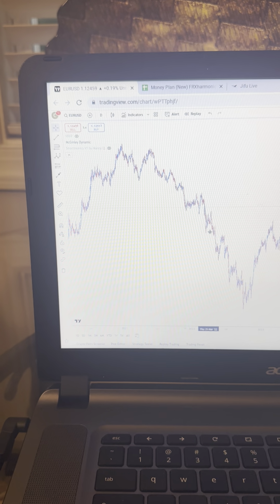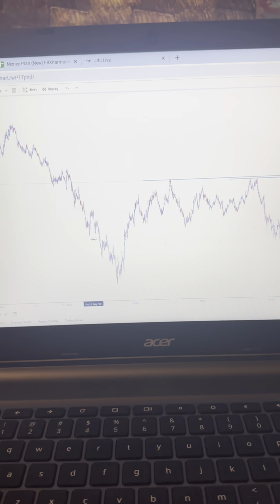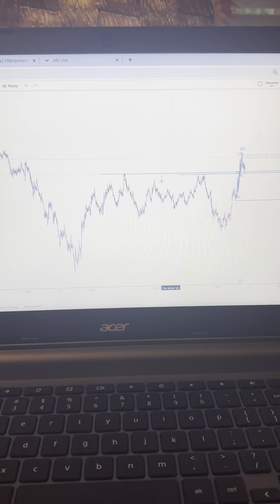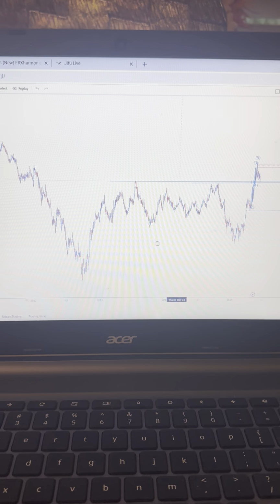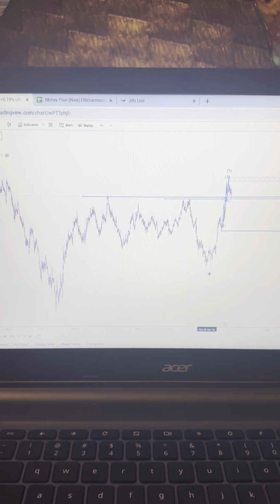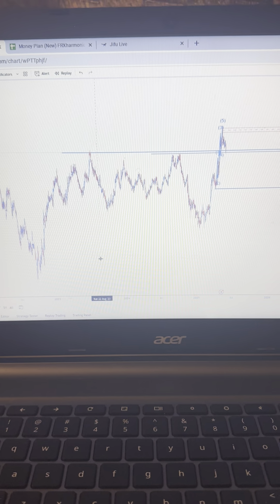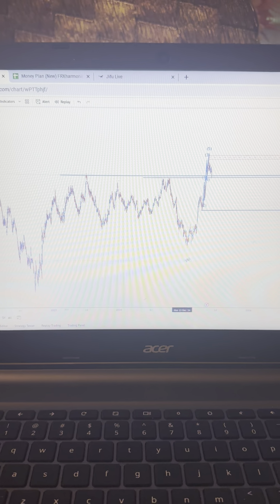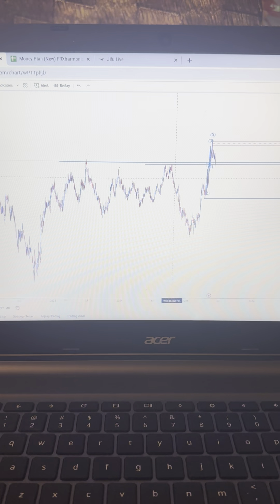This is the Euro USD on a daily time frame. I wanted to give y'all some understanding of what I'm looking for. I did do a video on Euro USD already, but I wanted to give y'all some understanding for the top of the week so y'all can be in position and be prepared, and so y'all can have an understanding of what it is exactly that I'm looking at and why I'm looking at it the way I'm looking at it.